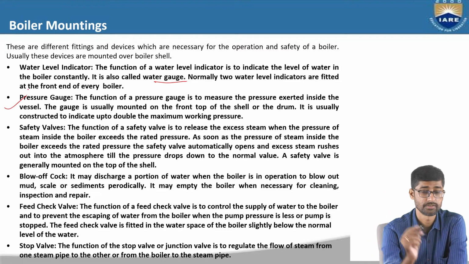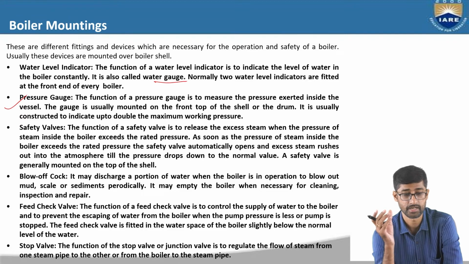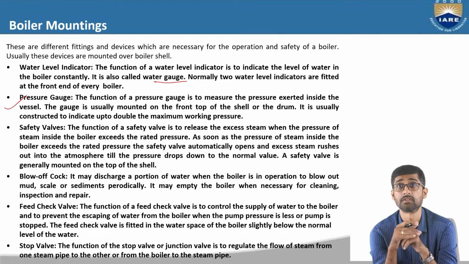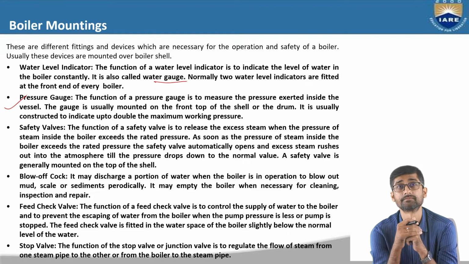Next one is the pressure gauge. The function of a pressure gauge is to measure the pressure exerted inside the vessel. The gauge is usually mounted on the front top of the shell of the drum. It is usually constructed to indicate up to double the maximum working pressure.